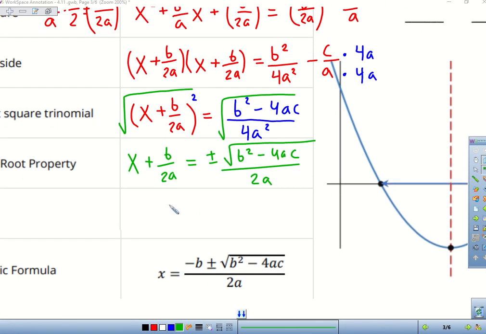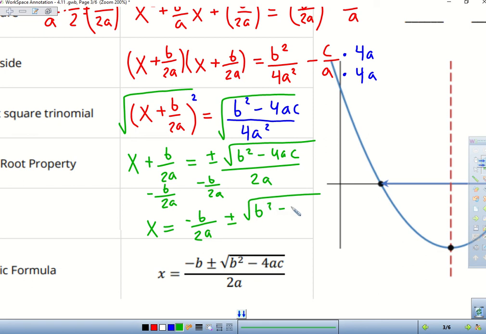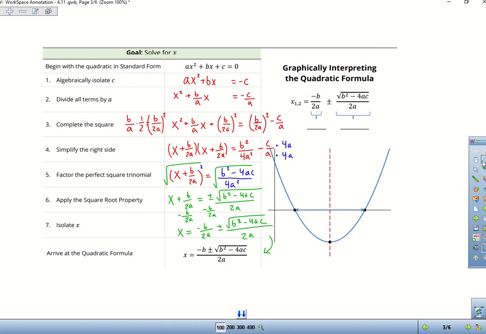And then the last step is to get x by itself, which means I'm going to subtract this over on both sides, which gives me x equals negative b over 2a plus or minus the square root of b squared minus 4ac all over 2a. Which, if you then combine into one denominator, is the quadratic formula.